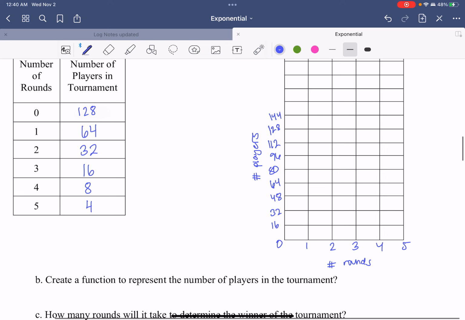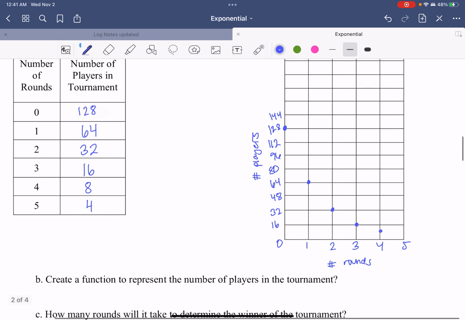Okay, so at 0 rounds, we started with 128 players. After 1 round, we had 64 players. After 2 rounds, we had 32. 3 rounds, 16. 4 rounds, 8. And after 5 rounds, we had 4 players. Okay, so now I'm going to connect the points to make my graph. And I'm going to draw an arrow on the end of that because the number of rounds can keep going on.